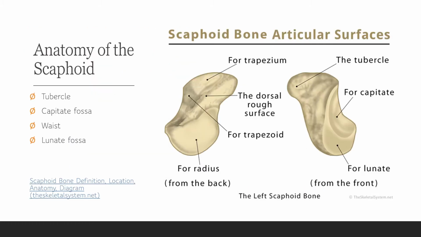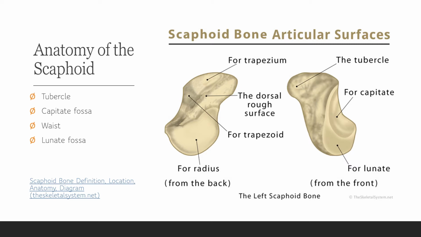The anatomy of the scaphoid includes the tubercle, the capitate fossa, the waist, and the lunate fossa. The scaphoid has several different articulating surfaces. For example, the superior surface articulates with the lower end of the radius. The inferior surface is broken up into two parts, the lateral surface, which articulates with the trapezium, and the medial surface, which articulates with the trapezoid.